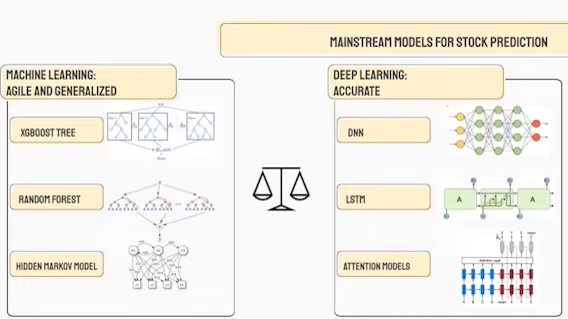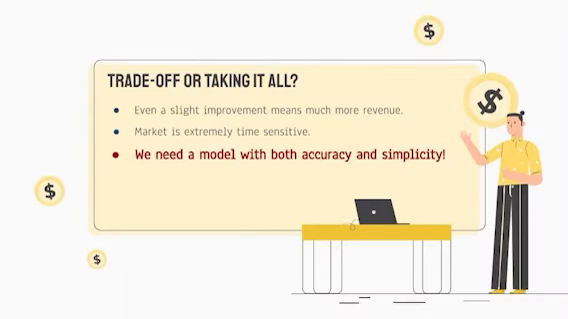Currently, there are two genres of financial models. Machine learning models like boosting tree, random forest, and hidden Markov can have better speed and interpretation, while deep learning like RNN and attention models could take accuracy to an extreme. But now the thing is, there's always a trade-off between agile and accurate. They are both really important. A slight improvement means much more revenue, while some model predictions must be done in seconds or even milliseconds.